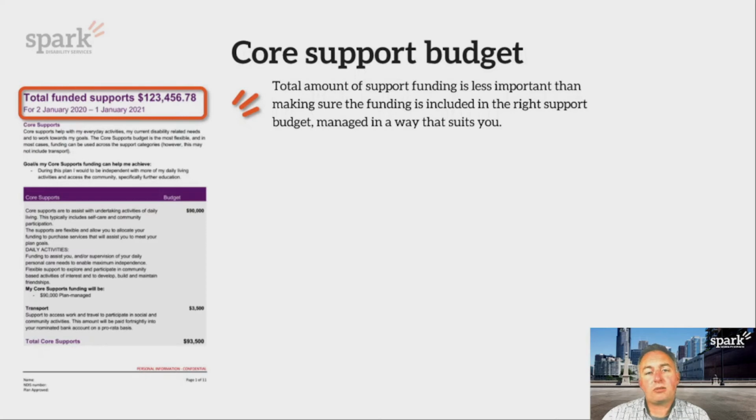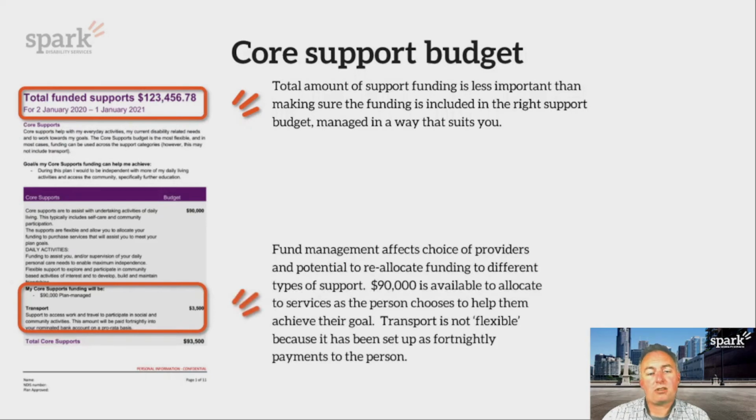So the total funded supports is a useful headline, but it doesn't provide the detail that can really help you to understand whether your plan is going to work for you or not. In our example plan, this person has $93,500 approved in their core support budget. Most of this funding, $90,000 of it, is plan managed.